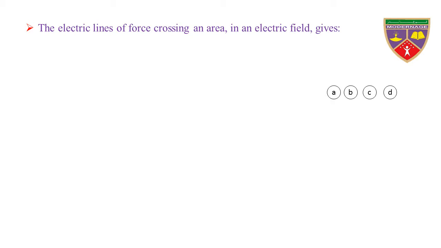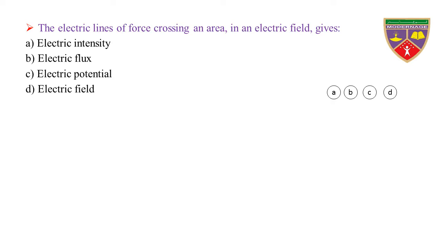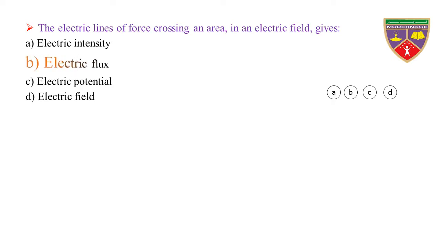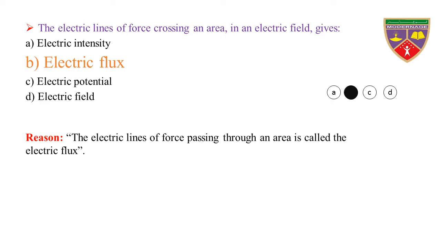The electric lines of force crossing an area in an electric field gives: option A, electric intensity. Option B, electric flux. Option C, electric potential. Option D, electric field. The key is electric flux. Therefore, the correct option is B. The reason: the electric lines of force passing through an area is called the electric flux. Hence, it is the definition of the electric flux.